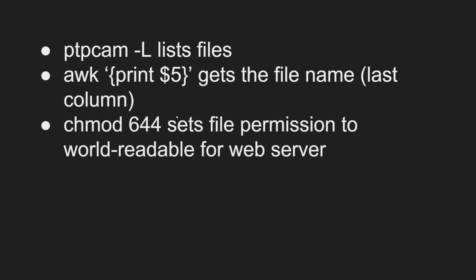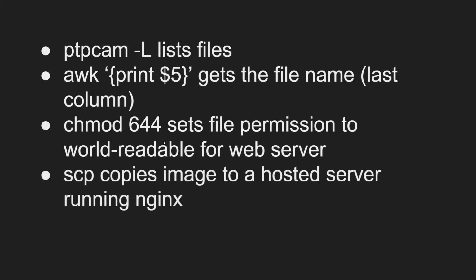Once we have the file and the file name, we use chmod to change the permissions of the image file to make it readable by the world. We needed to do this in order to have the web server read it and serve it up correctly. After we changed the permissions on the image file, we used scp to copy that image, not move it, just copy it from the Raspberry Pi out to this hosted cloud server, which I had pre-configured to accept an scp from my specific Raspberry Pi.